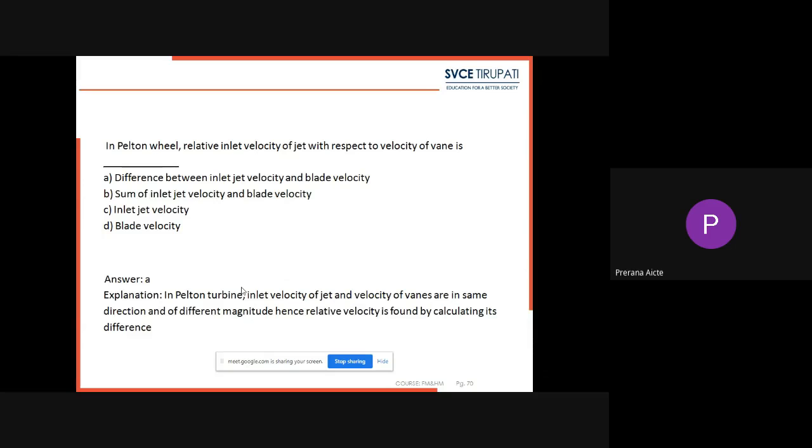The next one, in a Pelton wheel, the relative inlet velocity of the jet with respect to the velocity of the vane is the difference between the inlet jet velocity and the blade velocity. So in a Pelton turbine, the inlet velocity of the jet and the velocity of the vanes are in the same direction and of different magnitude, hence the relative velocity is found by calculating their difference.